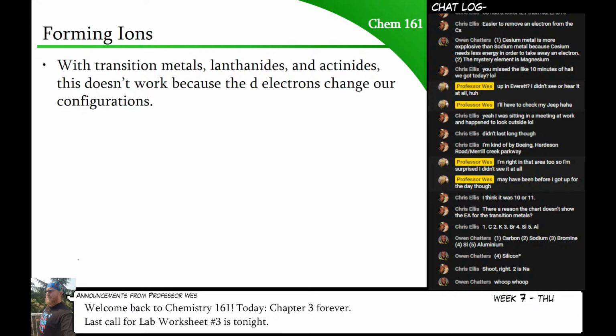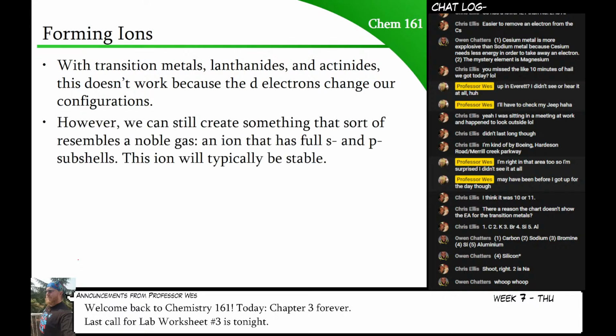Now, in 140, I told you that we can't predict transition metal charges very easily. But now we've studied electron configuration, so this part we can actually do. So for instance, we can create something that has full S and P subshells, and that ion will be stable. And then we can start picking out the d electrons and seeing if we can do stuff to get other possible combinations that might make sense. So let's try this for iron. I'm going to write out iron's electron configuration.